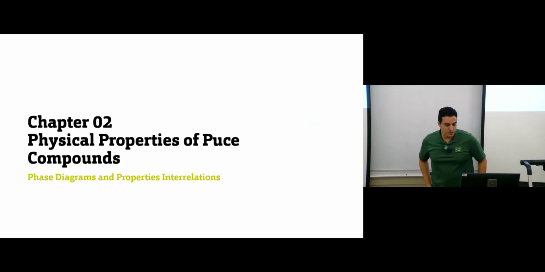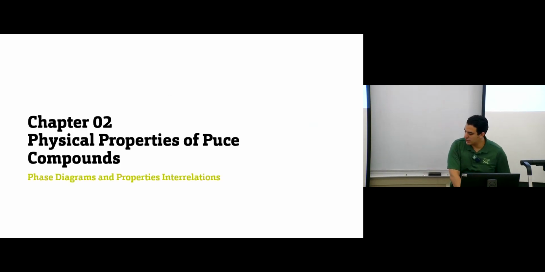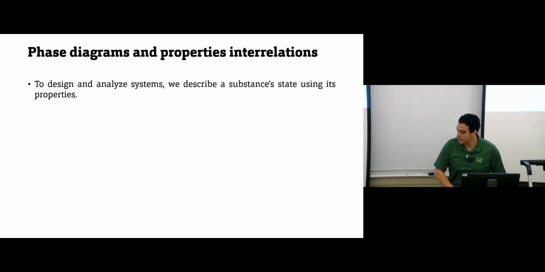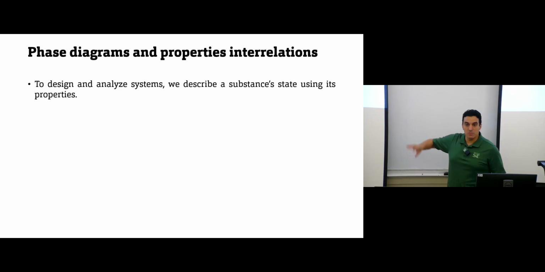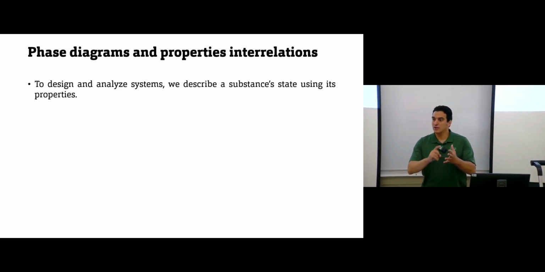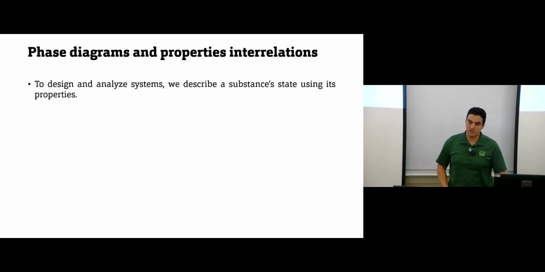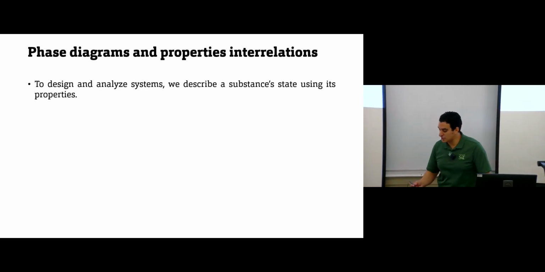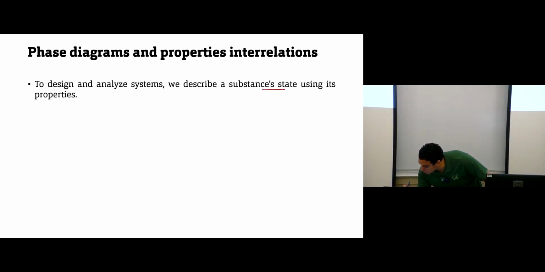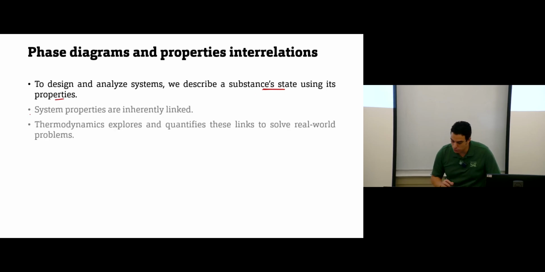The second part that we need to focus on today is the phase diagram and property interrelations. The idea of this one, in thermodynamics, if you remember, the ultimate goal is to be able to design and analyze different thermodynamic systems, especially any system that deals with energy or has energy transfer. So in order to design or analyze these systems, we should be able to analyze the state of any substance using its properties. And for this you should be able to calculate the value of these properties.